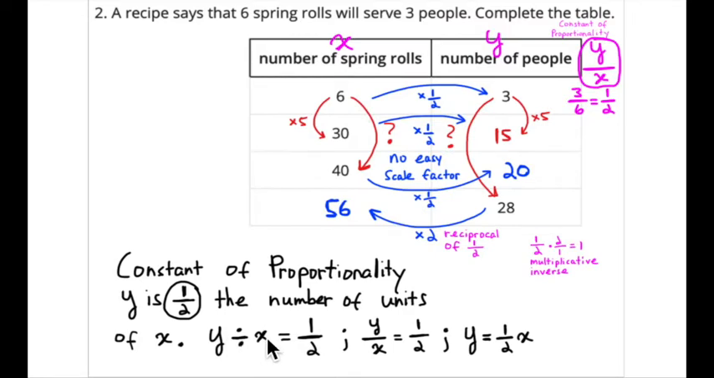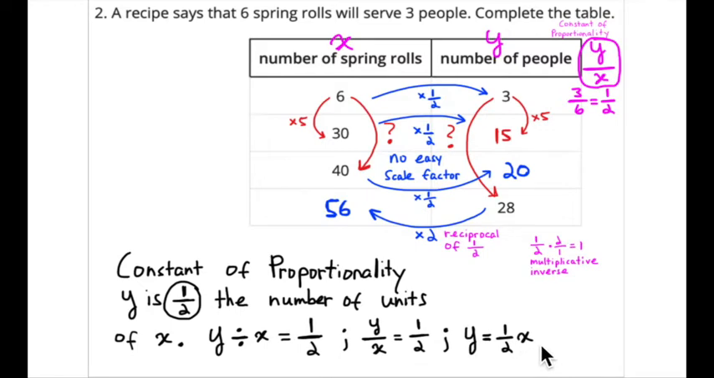So y divided by x equals 1/2, because y is 1/2 of the number of units of x. So if you take y and you divide it by x, you get 1/2, and that's the same as y over x, or y divided by x. So y divided by x is 3 over 6, which is the same as 1/2. So y over x is equal to 1/2, and then you can just write in mathematical terms this phrase right here: y is 1/2 the number of units of x, y is 1/2 x, y equals 1/2 x.